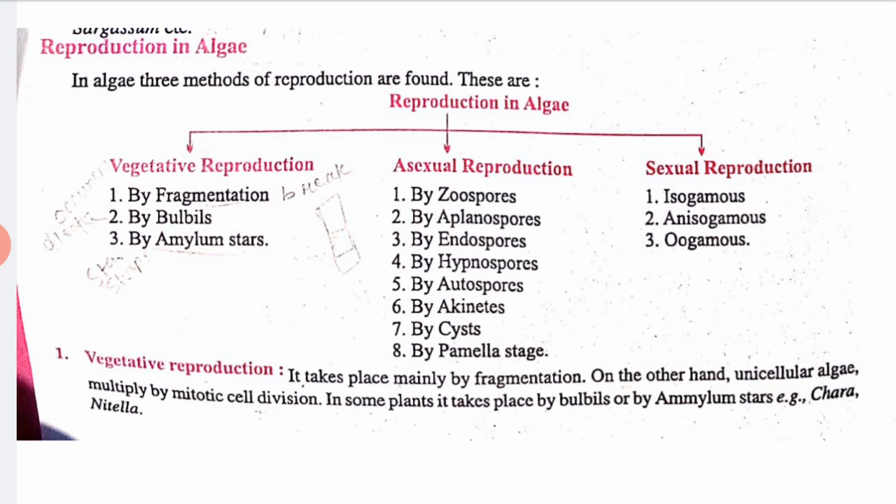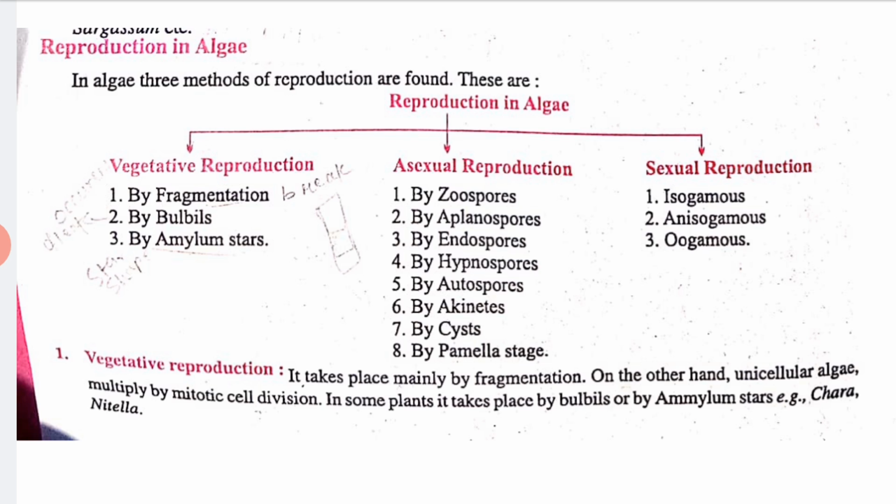Now sexual reproduction. In this type of reproduction, two types of gametes are formed, and by their union a zygote is formed. From the zygote a new plant is formed. It is of three types: isogamous, anisogamous, and oogamous. Isogamous means that in this type of sexual reproduction, the fusing sex cells or gametes are alike morphologically but different functionally. Function is different but morphologically they are the same.